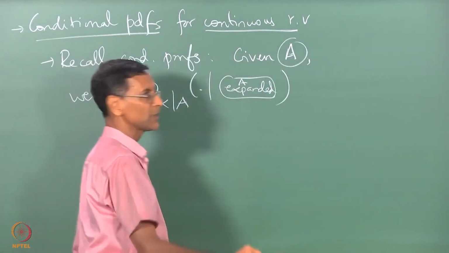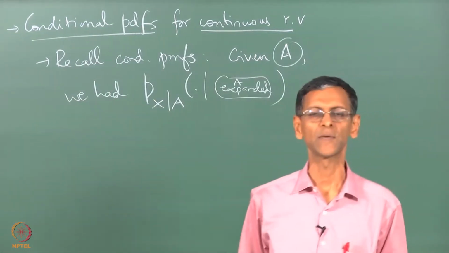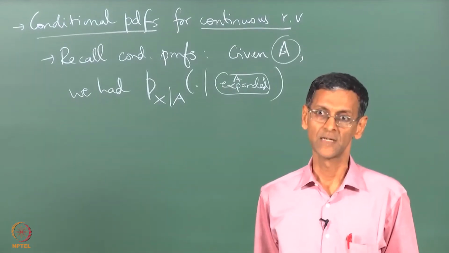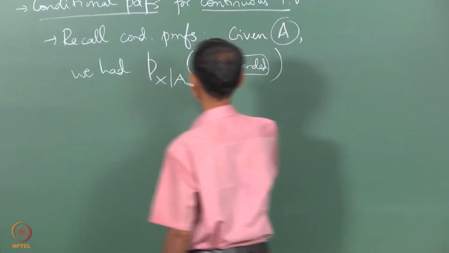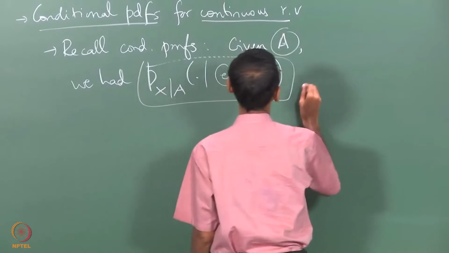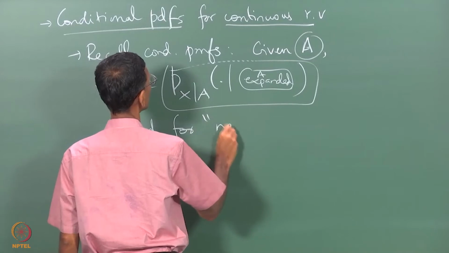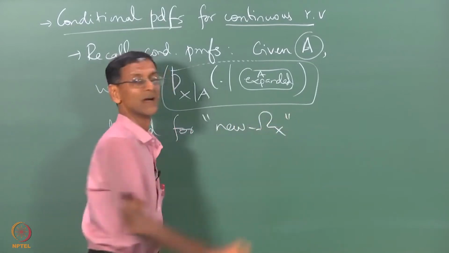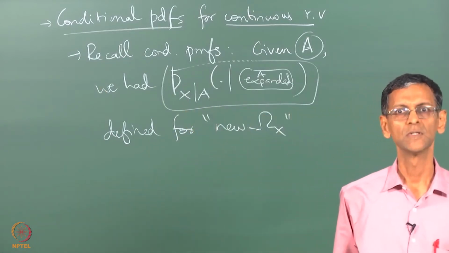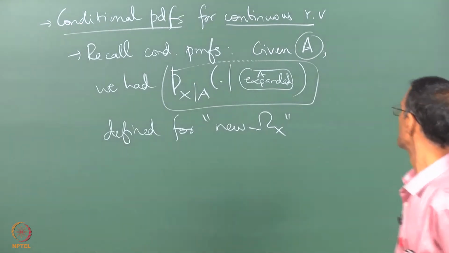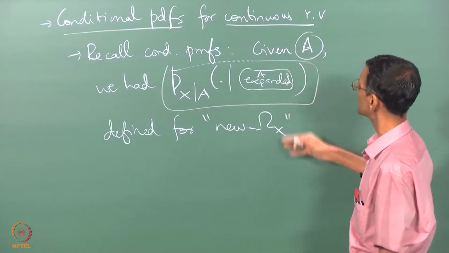The dot, of course, is the allowed arguments, and the countable set of such arguments we call collectively a new Omega_X, which was different from the original Omega_X, right? So this is a conditional PMF defined for what we call new Omega_X, isn't it? I think I used this term new Omega_X earlier. I recall doing so, didn't I? Yes. Okay.